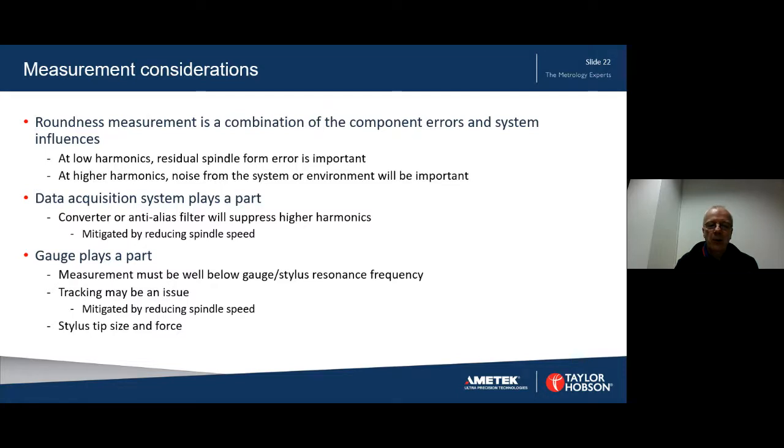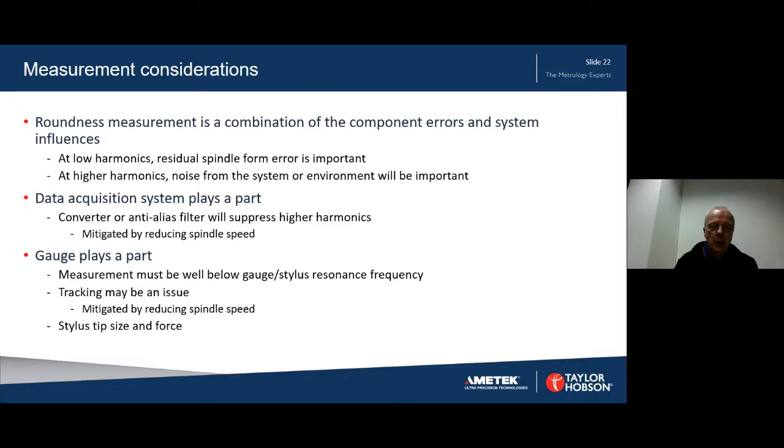Remember that the velocity amplitude involves multiplying the harmonic amplitude by the harmonic number. As a consequence, noise of the same harmonic amplitude will give rise to different uncertainties at different frequencies. The data acquisition system also plays a part. We've seen that the data acquisition system will include an anti-alias filter. There is potential for this filter to attenuate higher harmonics. This can be mitigated to some extent by reducing the spindle speed.